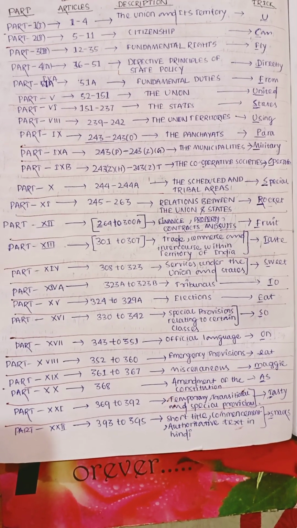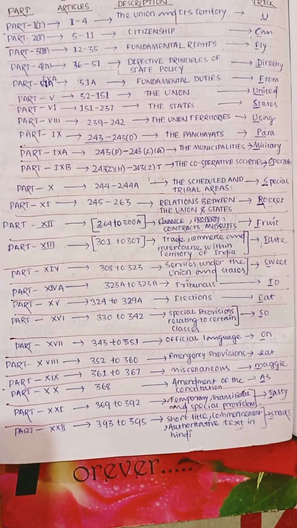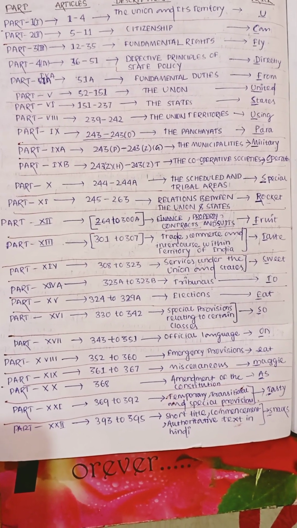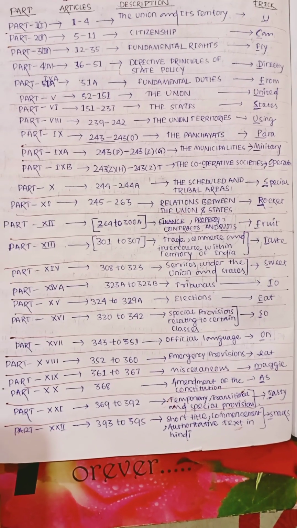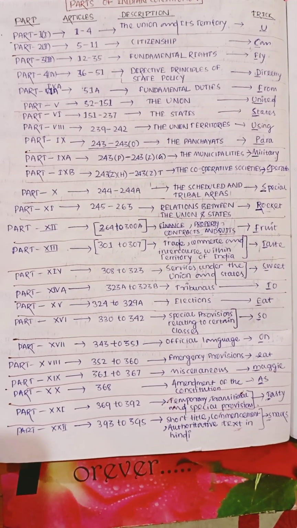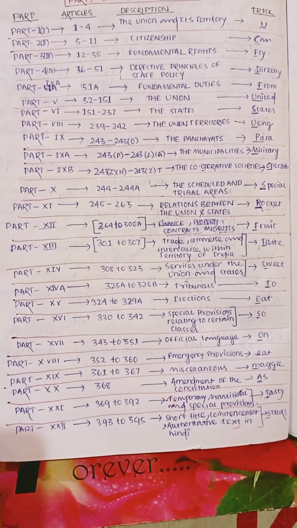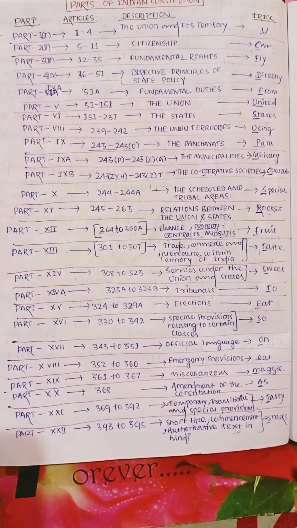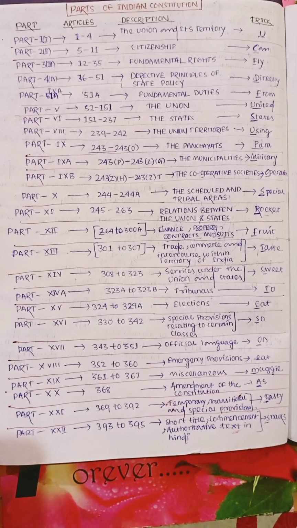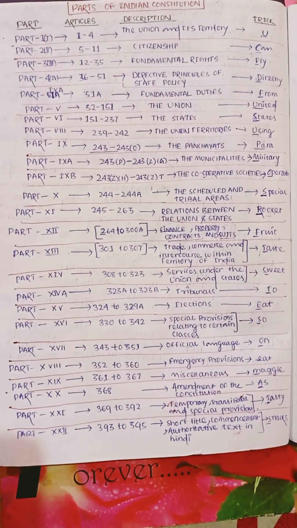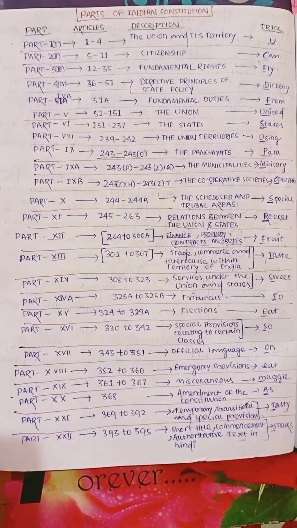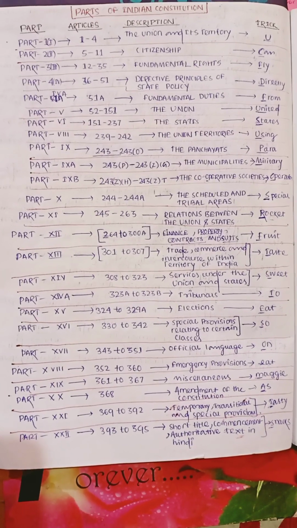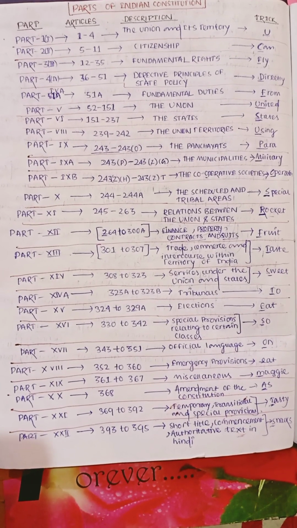In part 9b, the article from 243zh to 243zt, the cooperative societies. In part 10, from 244 to 244a, the scheduled and tribal area are described. In part 11, article from 245 to 246, relation between the union and states are described.